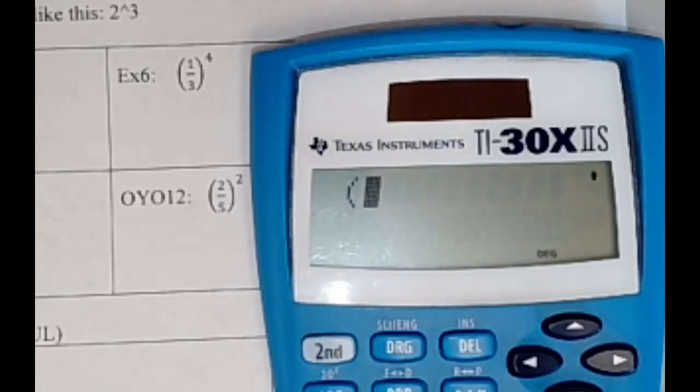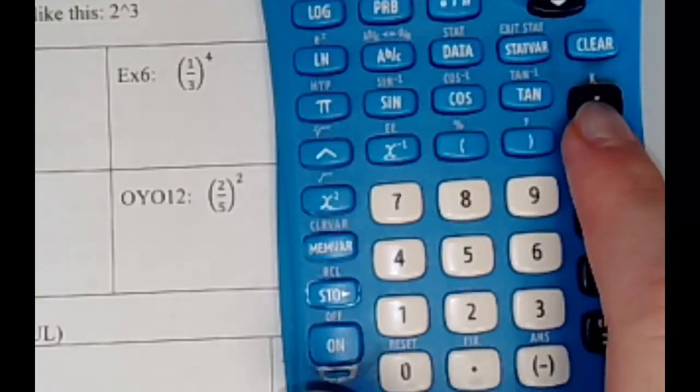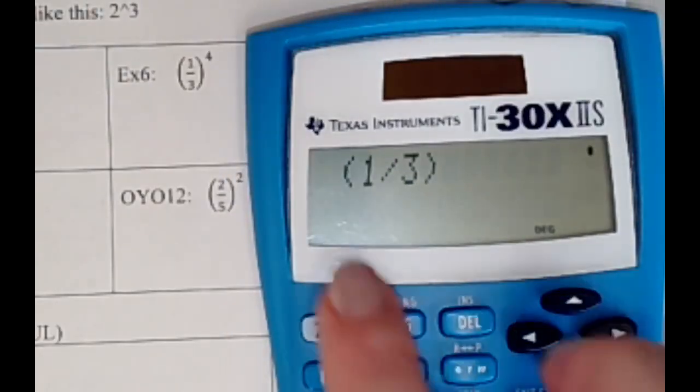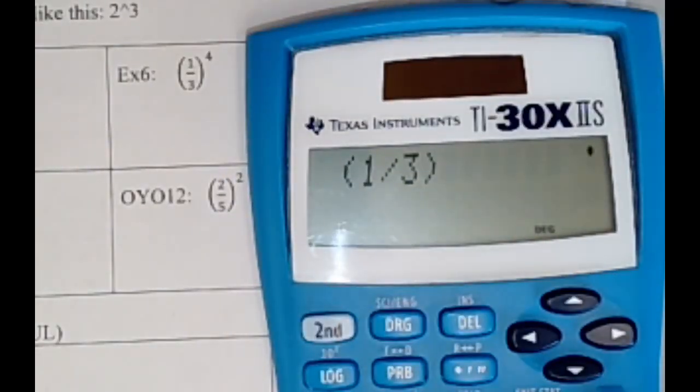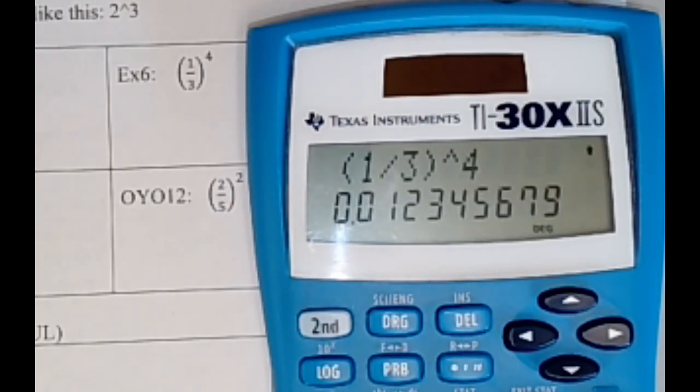You do a grouping, showing a fraction: parentheses, 1 divided by 3. So again, I hit 1 divided by 3 to get this. Close my parentheses. This grouping shows that the whole thing is going to be raised to the power of 4. Hit enter, and then it gives you this decimal.